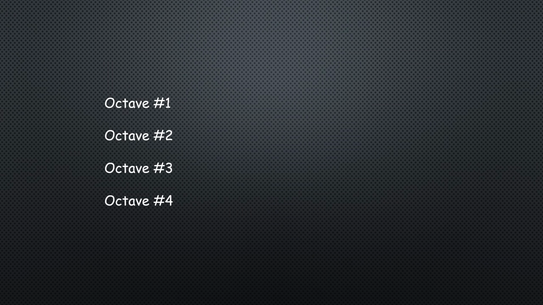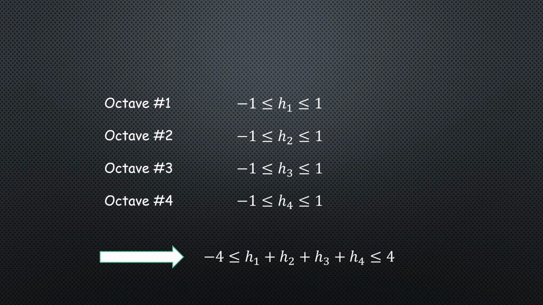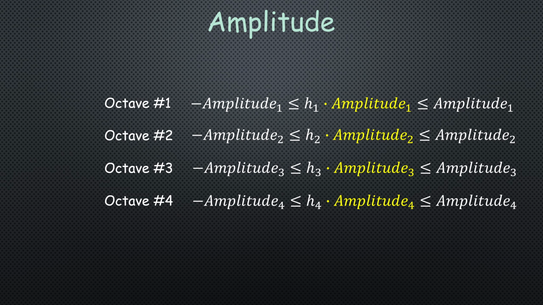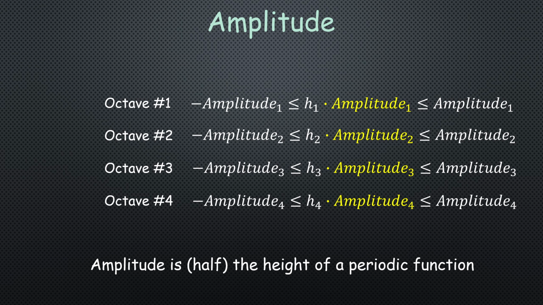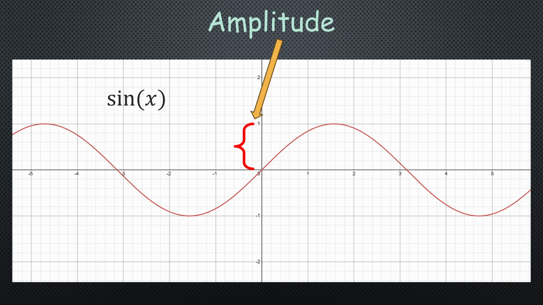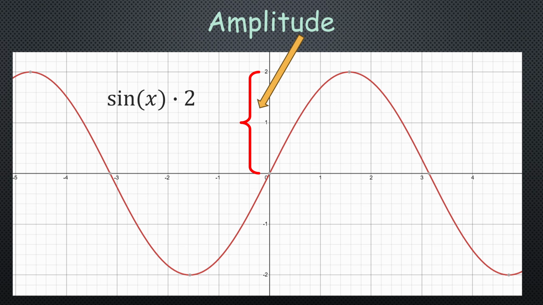The problem at this point is that in each octave, we are still stacking up results from the Perlin function in the range of -1 to 1. To create actual detail, we multiply it by an amplitude value. In general, amplitude is the height of a periodic function. For example, the sine function goes between -1 and 1, but if we multiply it by 2, then it will go between -2 and 2.